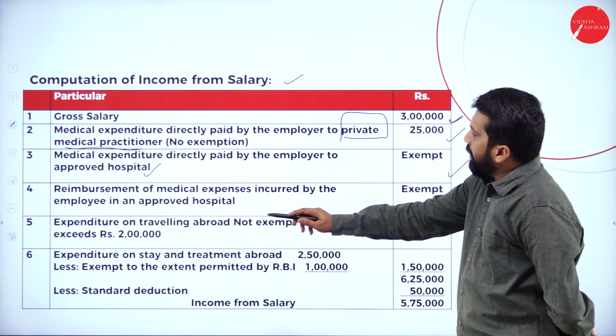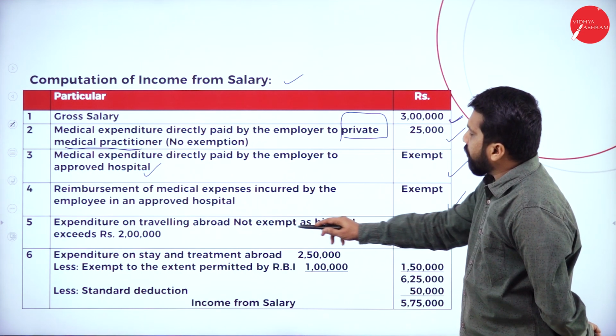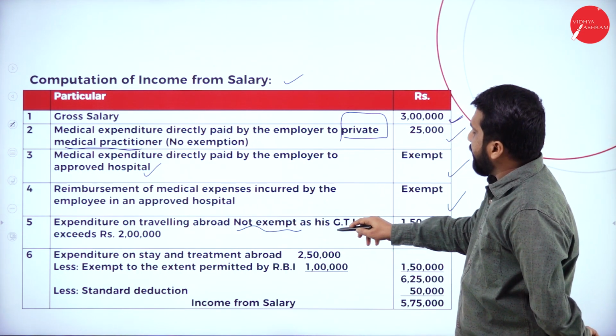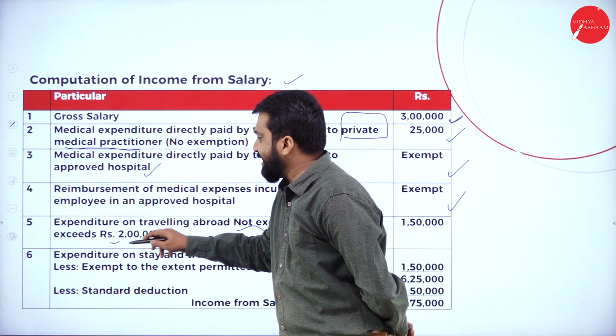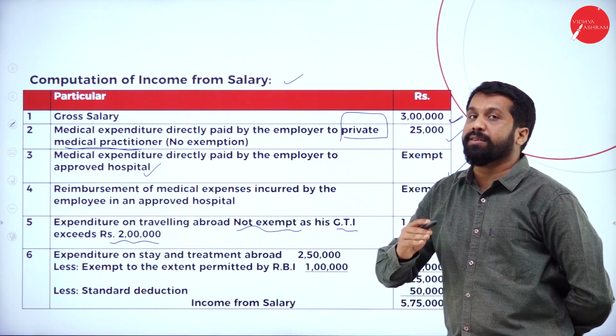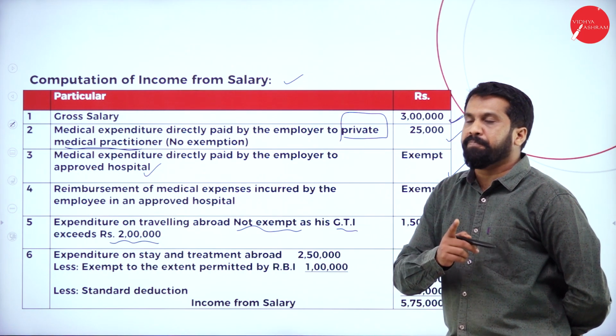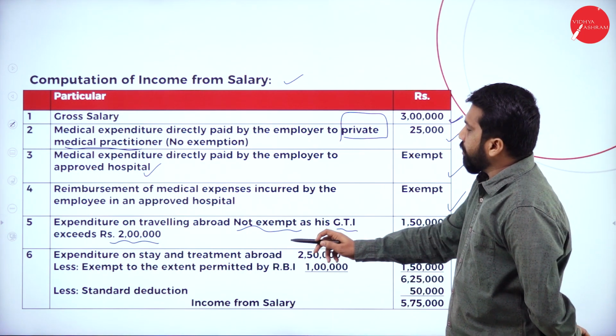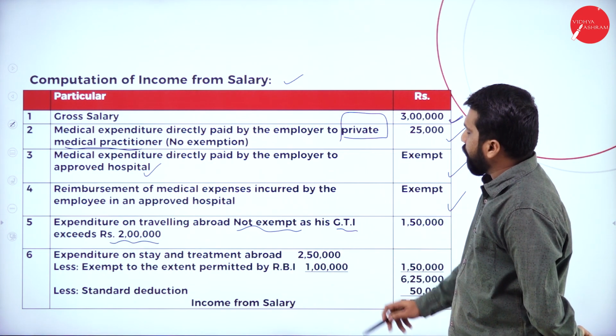Then expenditure on traveling abroad, not exempt. Why? Because his gross total income exceeds 2 lakh. If it is less than 2 lakh, it is exempt. If it is more than 2 lakh, taxable. Clear? Yes. Expenditure on stay and treatment abroad.